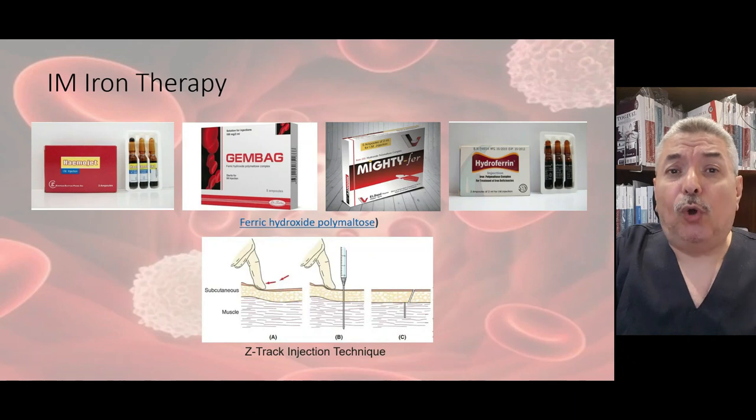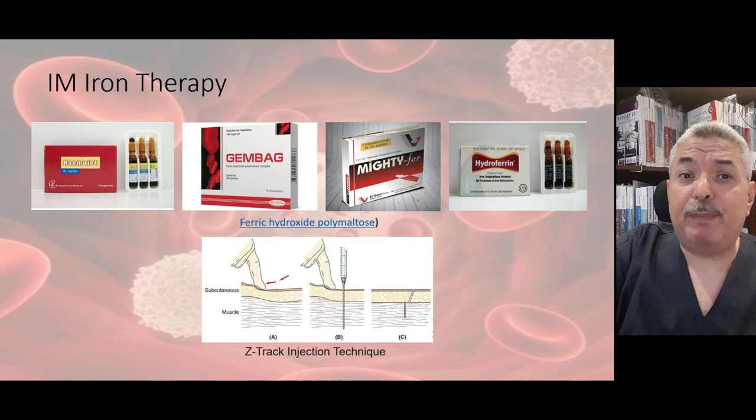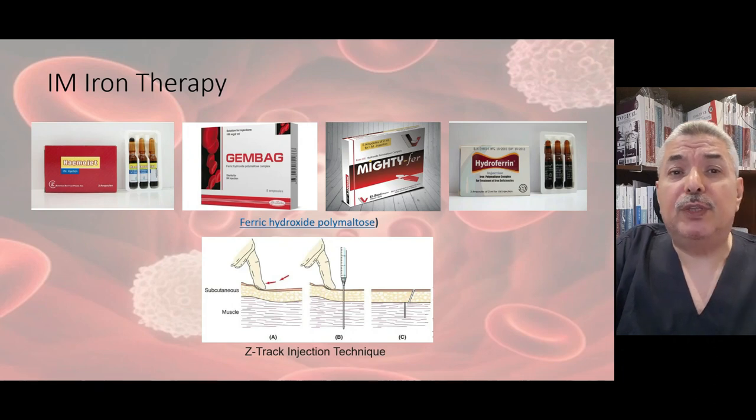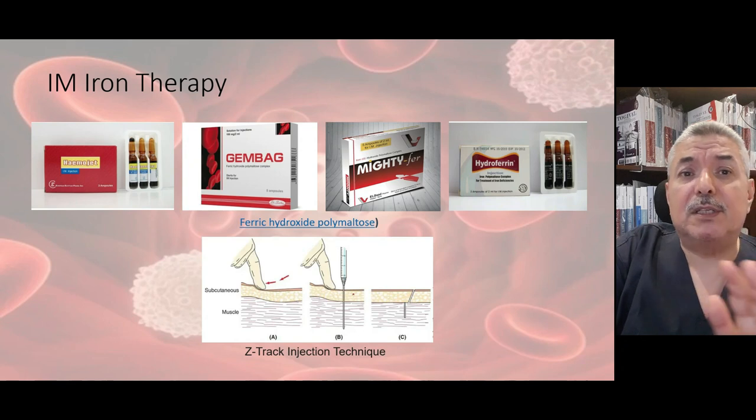Now, there is also the intramuscular therapy, but it causes staining and it is painful, and it has to be injected through the intramuscular injection technique, and it is also carboxymaltose. It's ferric carboxymaltose. There are many forms in the market, but this is the form I like.